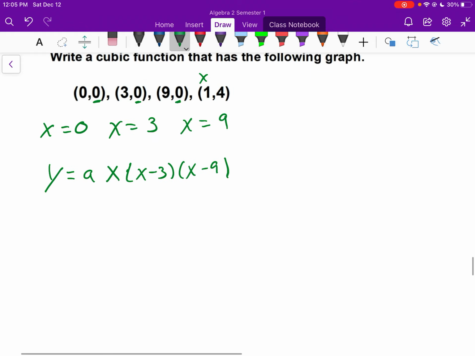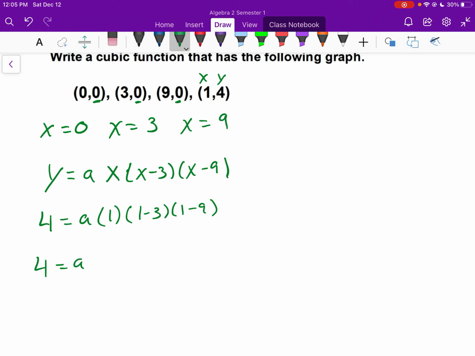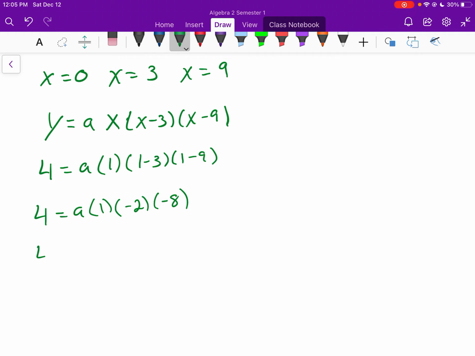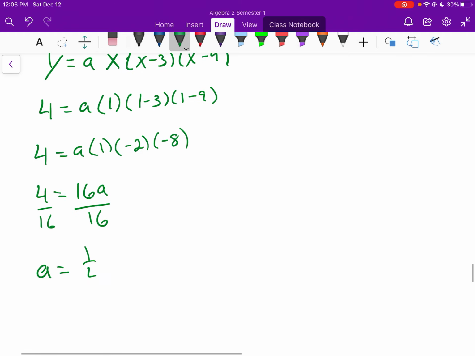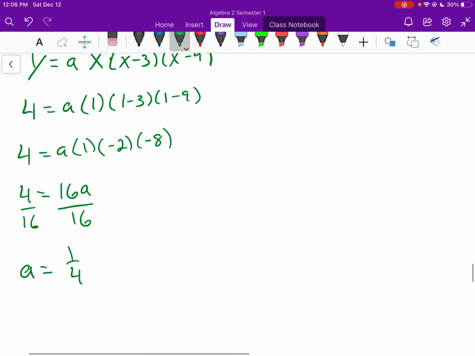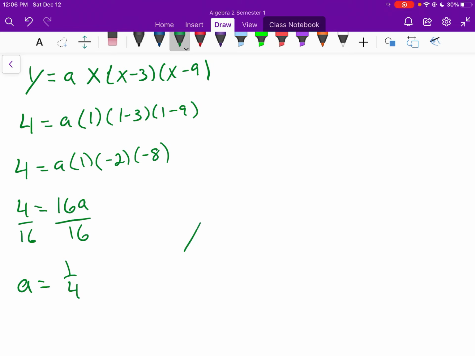Using our point, plugging that in, you get 4 is equal to a times 1 times 1 minus 3 times 1 minus 9, which will give us 4 is equal to a times 1 times negative 2 times negative 8, which is 4 is equal to 16a. Dividing by 16, you get a is equal to 4/16, which is 1/4. You need to simplify those fractions. Plugging that back in, you get y is equal to 1/4 x times x minus 3 times x minus 9.